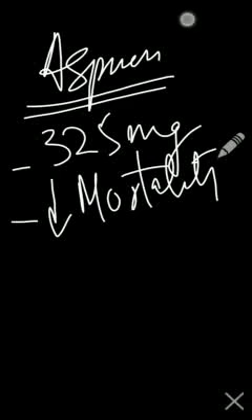Then you can remember these drugs by the mnemonic MONA, where M is morphine, O is oxygen, N is nitrates, A is aspirin.